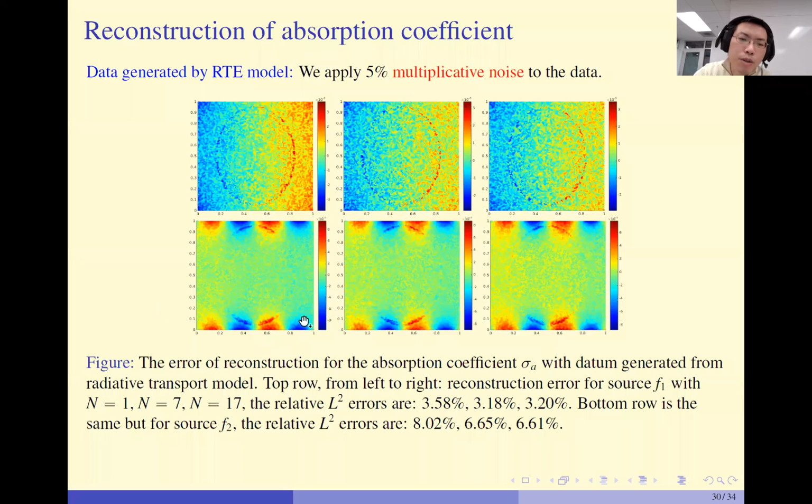But near the boundary, the errors are mostly concentrated there because of this so-called boundary layer effect. We cannot compensate for that using just the elliptic equations. And you can see the error is just around the noise level, because the model does not provide too much error from the true model.